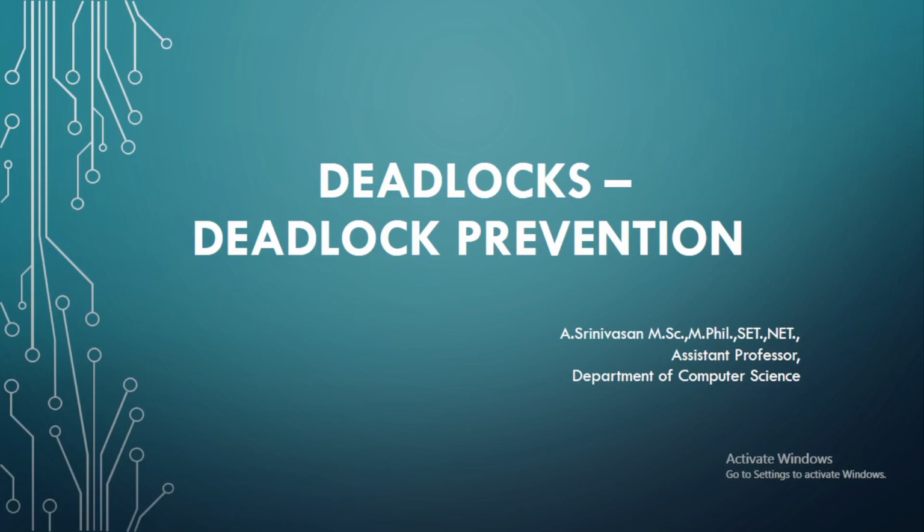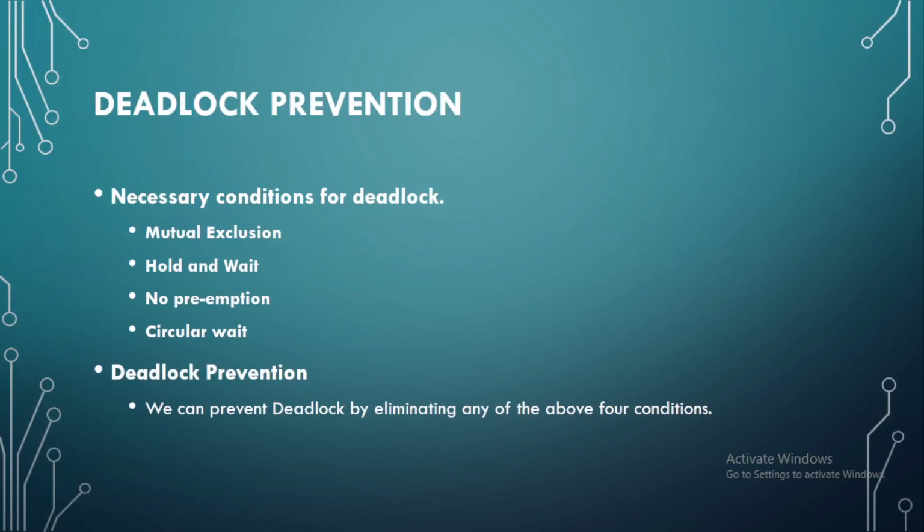In this video, we will see the deadlock prevention strategy for handling deadlock. We have 4 necessary conditions and solutions for each condition in detail. Necessary conditions for deadlock are mutual exclusion, hold and wait, no preemption and circular wait. Deadlock prevention will prevent deadlock by eliminating any one of the above 4 conditions.